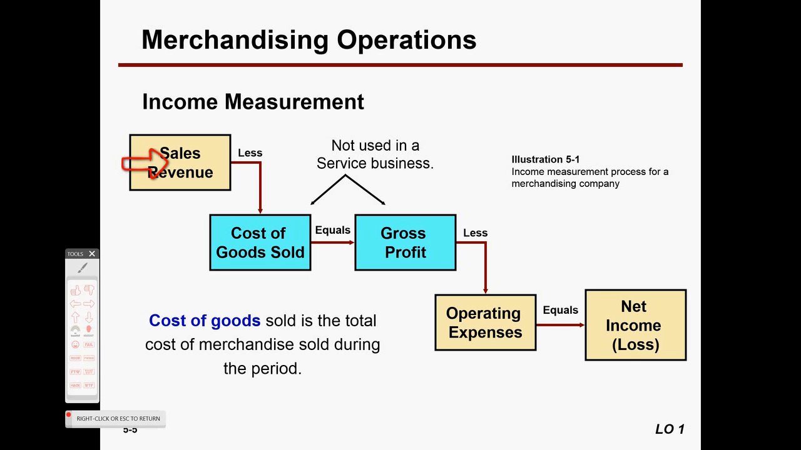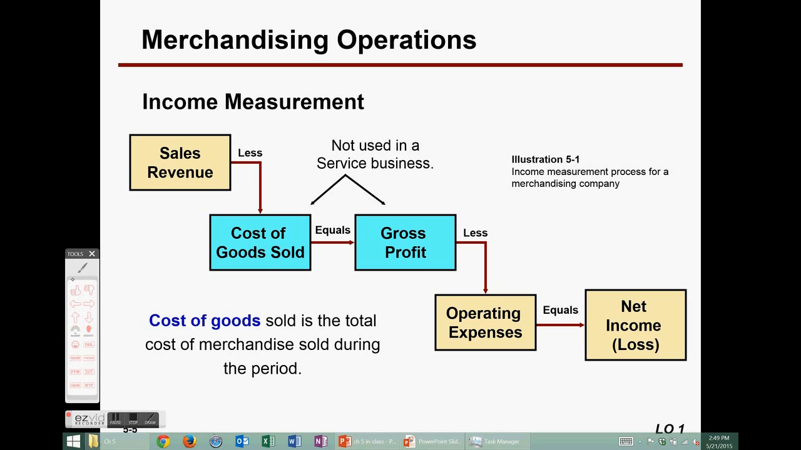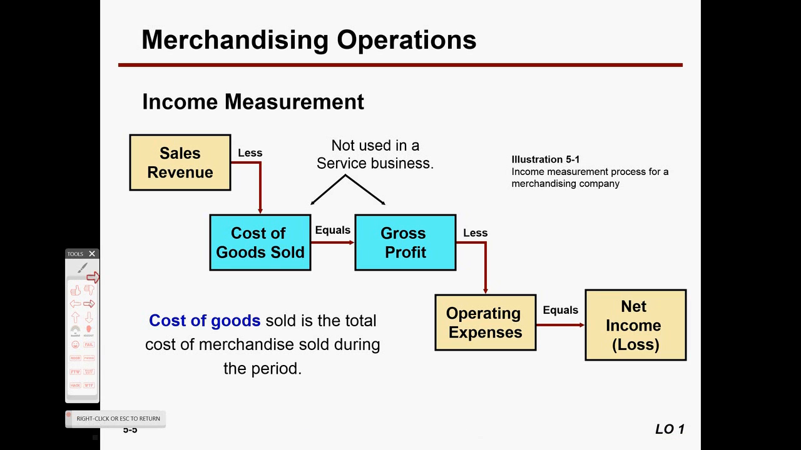However, we see some accounts that we would not have seen on the income statement for a service company, namely cost of goods sold and gross profit. All right. Cost of goods sold is effectively the cost of all goods sold. It's deceptively named, I swear. The cost of all goods sold during the period. All right. So merchandisers buy inventory and typically sell it for more. That's their business model.